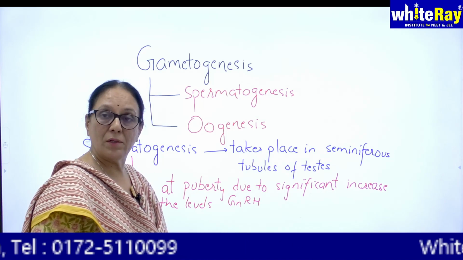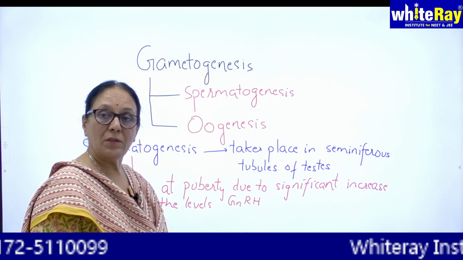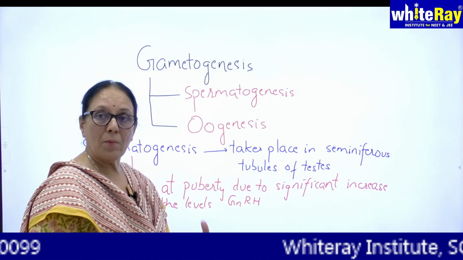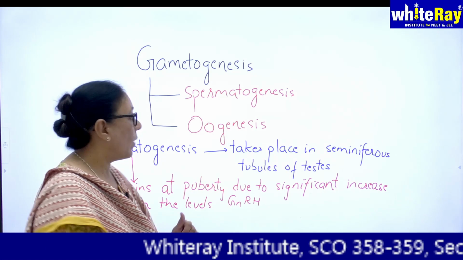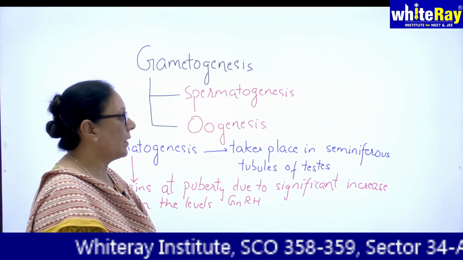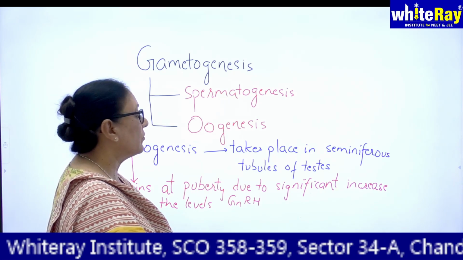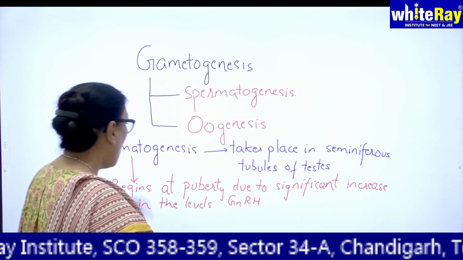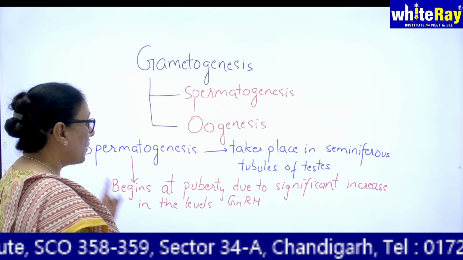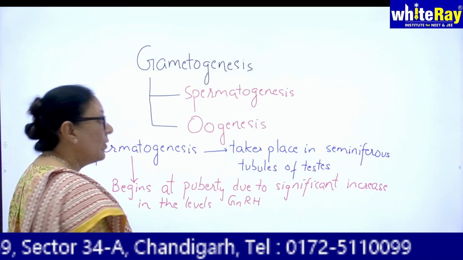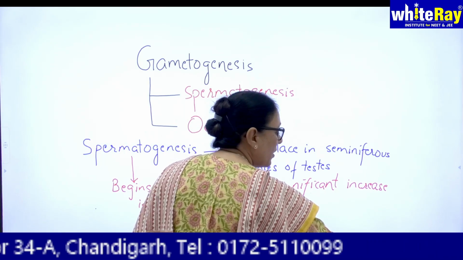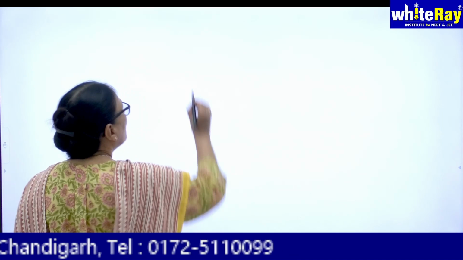So gametogenesis means spermatogenesis and oogenesis. Spermatogenesis is sperm formation and oogenesis is formation of ova. What is spermatogenesis and where does it take place? It takes place in seminiferous tubules of testes. And where does it begin? It begins at puberty due to a significant increase in the levels of GnRH.